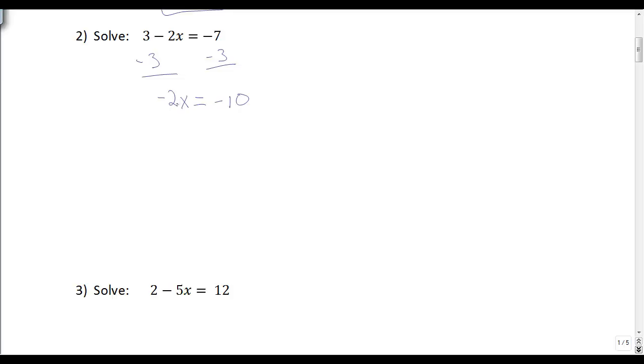Now it's not just 2x, it's negative 2x. So what I'm going to do is divide both sides by negative 2, and then the negative 2's cancel. And I'm just left with x on the left. Negative 10 divided by negative 2 is going to give us a positive 5. So there's our answer.